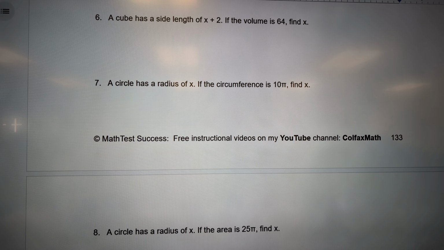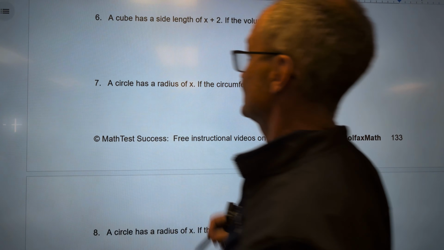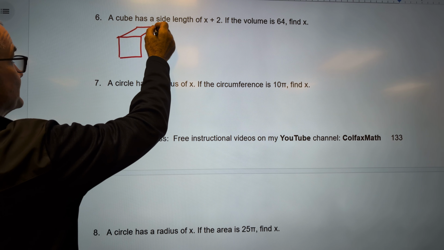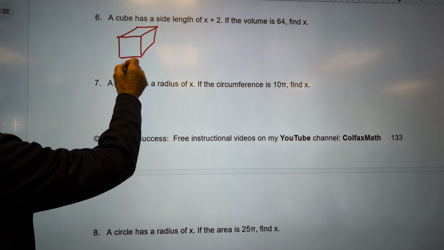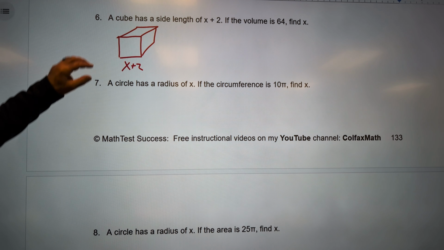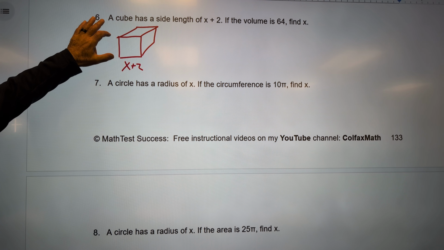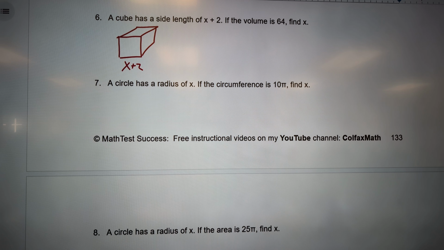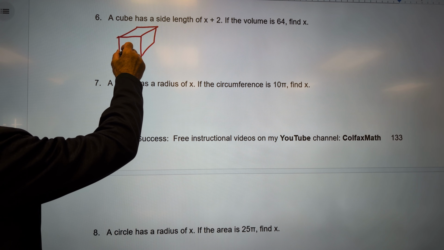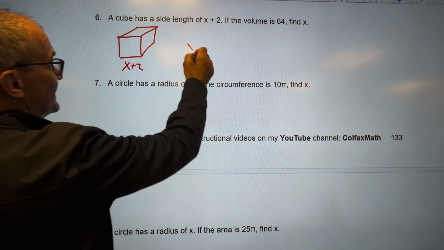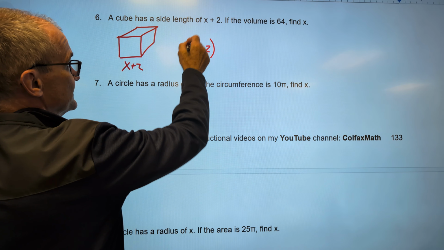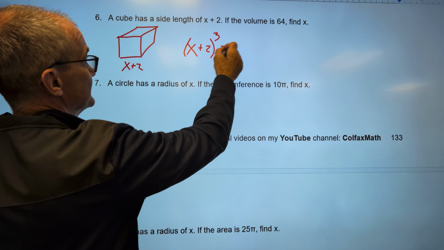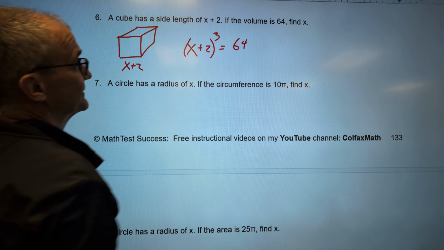A cube has a side of x plus 2. So I have a cube, which is a square that goes a square deep. All sides are the same. So I have x plus 2 times x plus 2 to find that area, times x plus 2 to find the depth. So volume is base area times depth. So I have x plus 2 times x plus 2 times x plus 2. X plus 2 cubed is equal to 64.